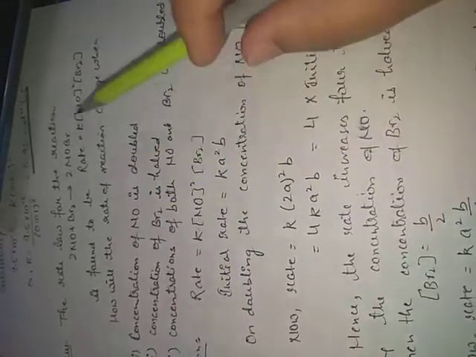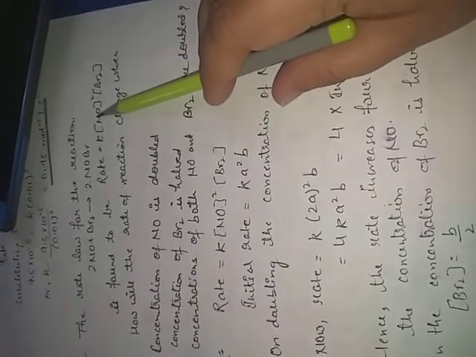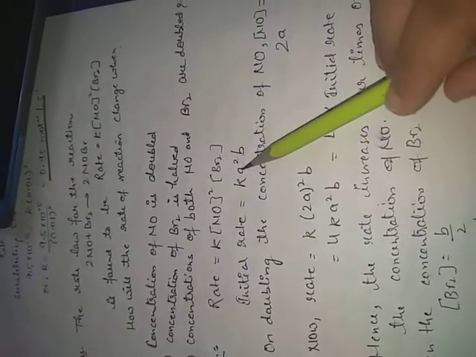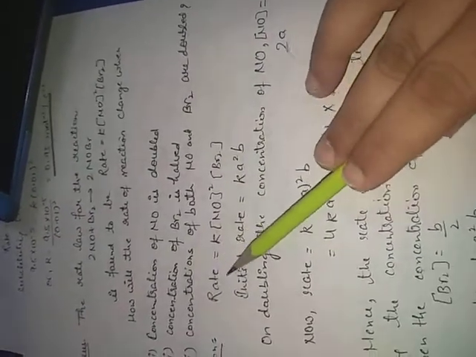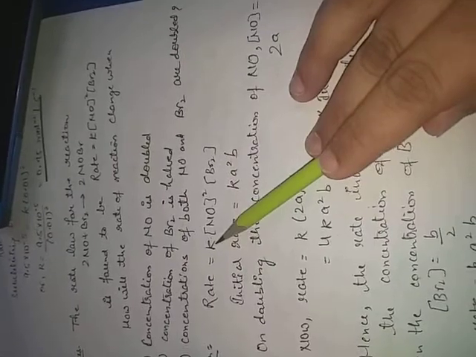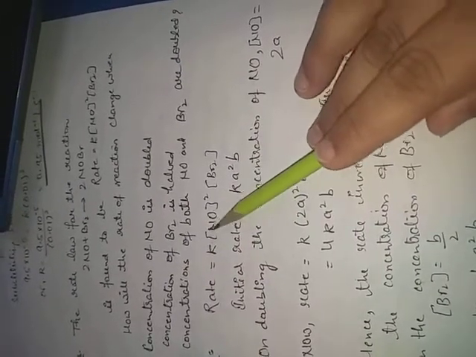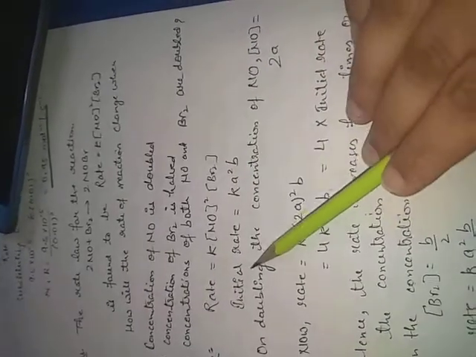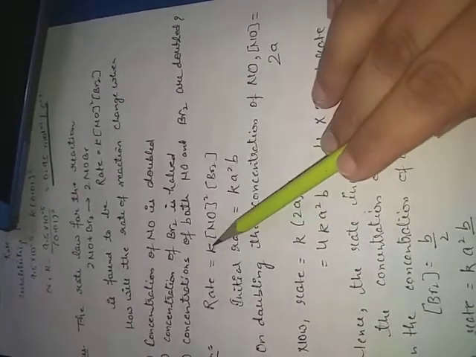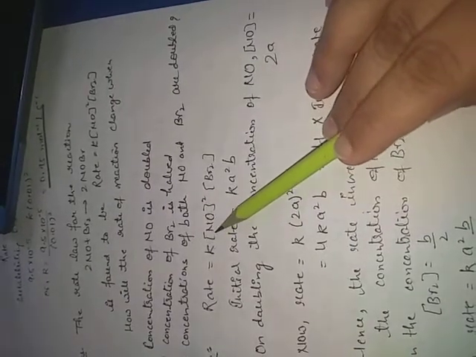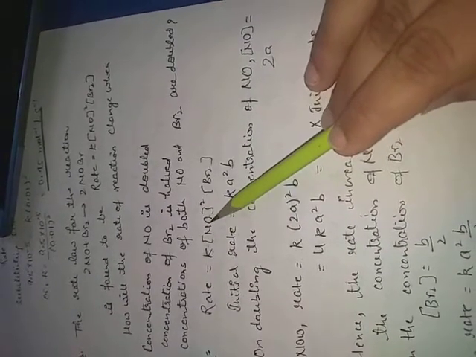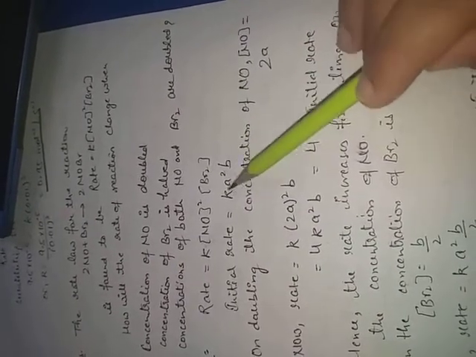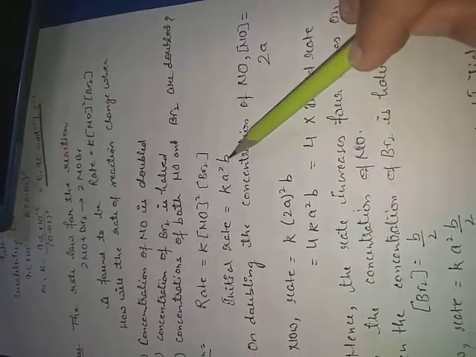Okay, see, first is concentration of NO is doubled. Suppose this NO is small a and Br2 is small b. Okay, so here the rate of the reaction is equal to K, that is rate constant, molar concentration of NO raised to the power 2 and molar concentration of Br2. So initial rate is equal to K molar concentration of NO squared, and suppose this NO is equal to small a and this Br2 is equal to small b. So it is equal to K a square b.